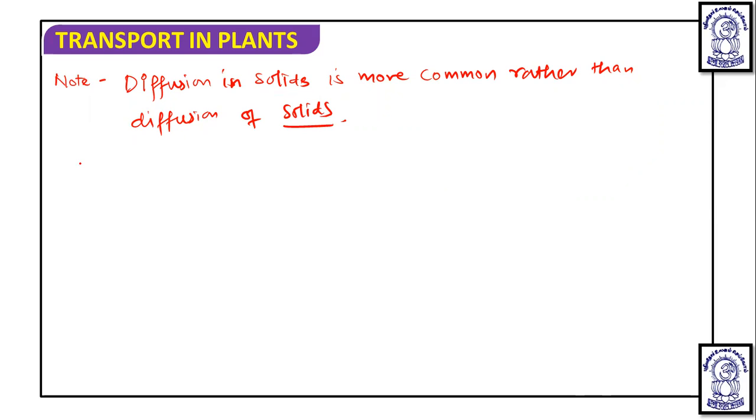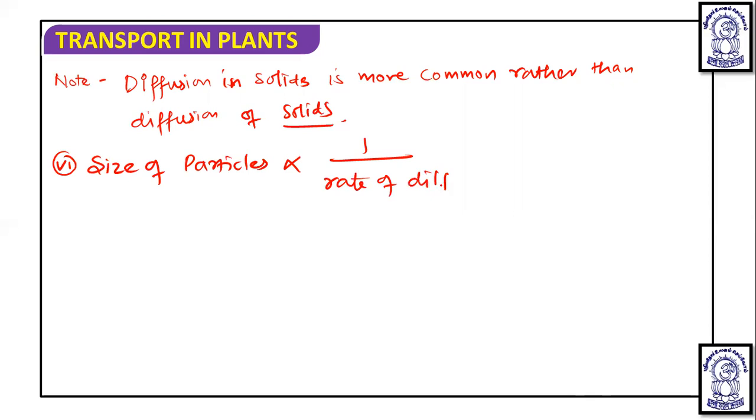Now the next factor is the size of particles. So the fifth factor was that. Now the sixth factor is the size of the diffusing particles, which is inversely proportional to the rate of diffusion. If size increases, the rate of diffusion will be slower. So that is inversely proportional to the rate of diffusion.